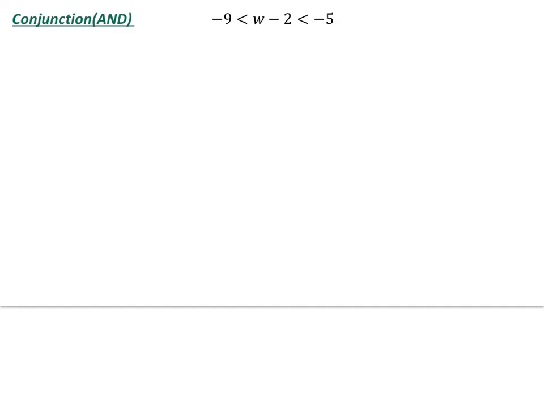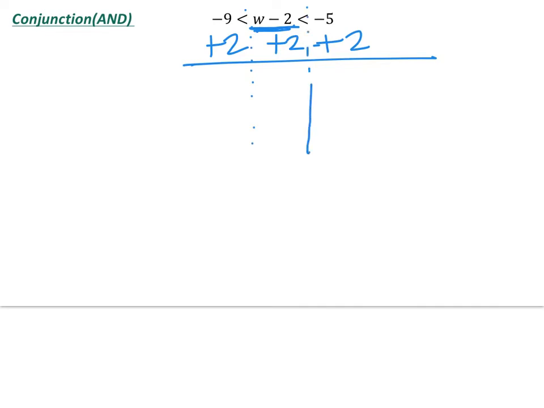Our whole goal is to get the variable by itself. We always want to get the letter by itself. But right now, this minus 2 is connected to the letter. So how do we get rid of w minus 2? We add 2. But you have to add 2 to every piece of the inequality. Secretly, there are 3. There's the middle part, the number to the left, and the number to the right. So I'm adding 2 to all 3 pieces.